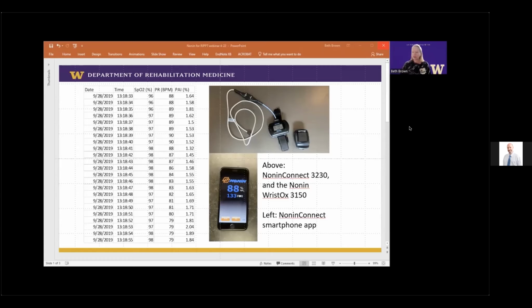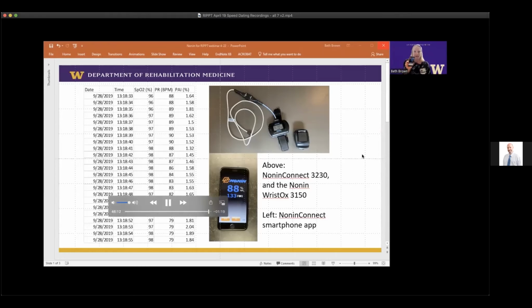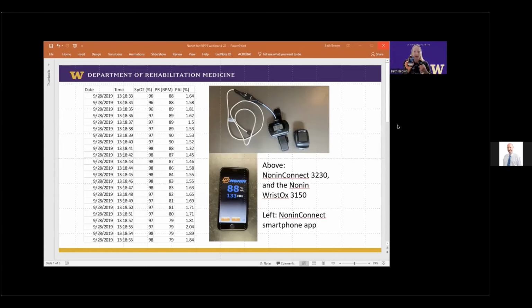And lastly, you should be aware that at present, the Nonin Connect app, which connects with the WristOx or the fingertip pulse oximeter 3230, is not available on Android. So it can't be used on an Android platform.